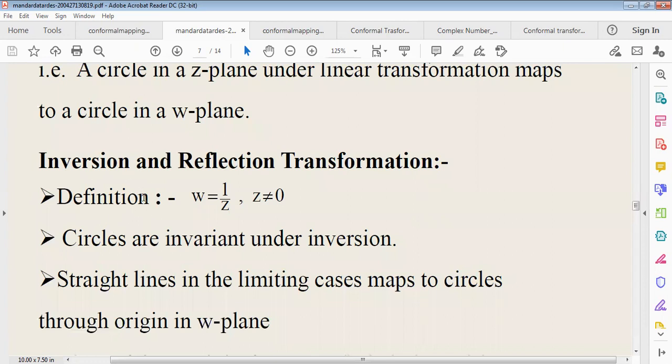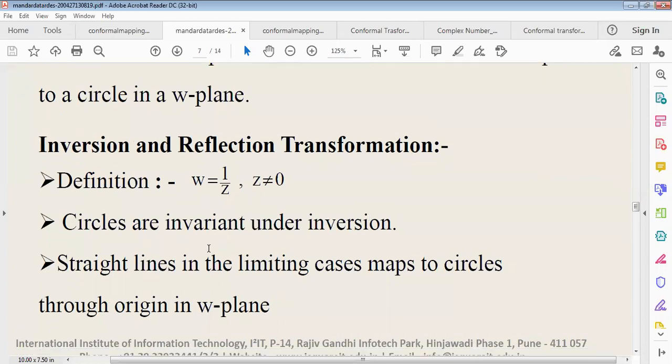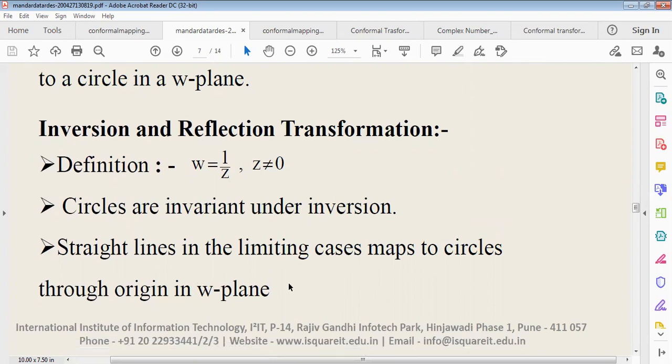The definition of inversion is w equals 1 by z, where z is not equal to 0. This is the actual inversion formula for linear transformation. Circles are invariant under inversion. If we transform the circle in inversion form, then we will get the original circle. Straight lines in the limiting cases map to circles. All straight lines, in limiting cases, turn into circles through the origin in the w plane.